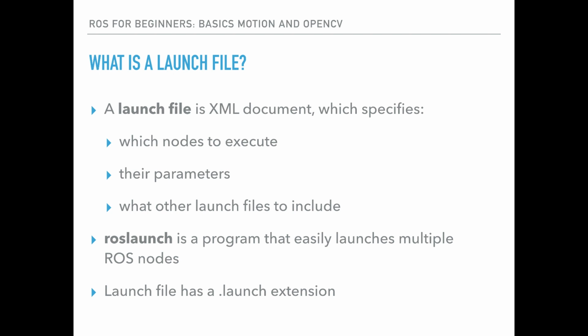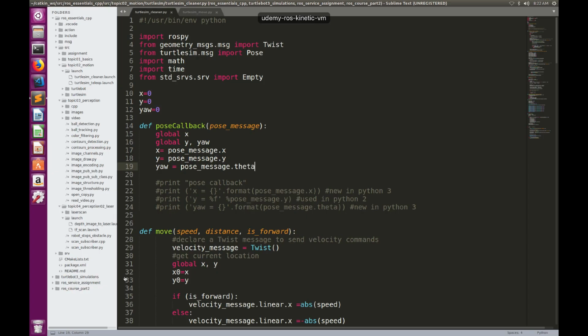In order to run a launch file, we can use the command roslaunch. Like we use rosrun for executing a node, we use roslaunch, a program that easily launches multiple ROS nodes that are defined in the launch file. By convention, the launch file should have a .launch extension. Now let's go to the coding.